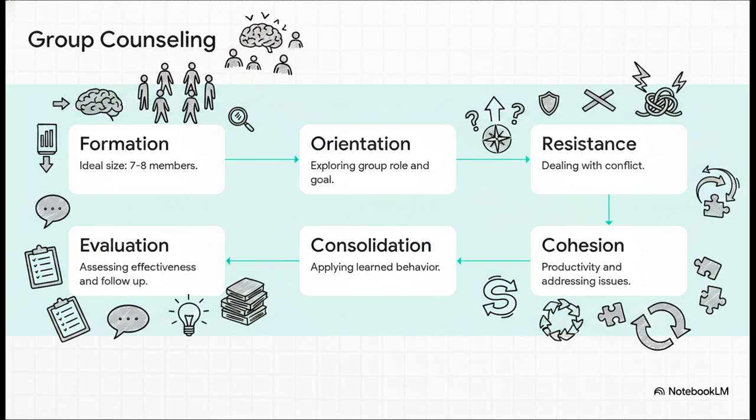According to Corey's model, group therapy navigates through 6 distinct stages. It kicks off with formation, and interestingly, the ideal group size is strictly 7 to 8 members. Any smaller, and it just turns into individual counseling with an audience.